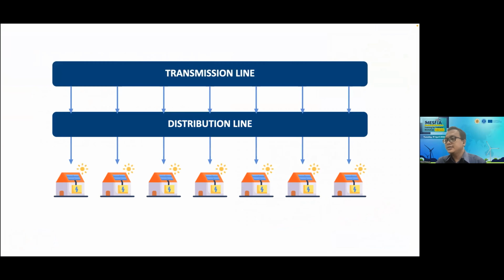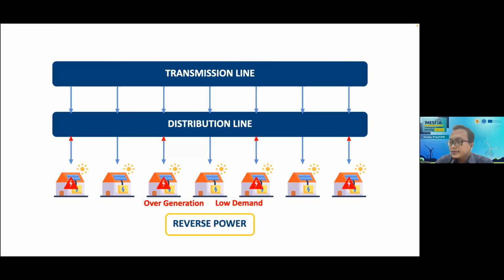So the problem is we have a transmission line, we have a distribution line, and it goes to the customer. Now customers are trying to install PV, and more and more customers are doing so in Indonesia as well. We have seen a problem that during over generation or low demand, there might be a reverse power direction, and we don't want that.